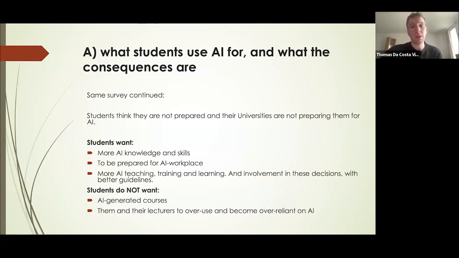They want to be involved in AI teaching, training, and learning. They want to be involved in the design or at least the discussion of AI guidelines at university. They do not want AI-generated courses or AI teachers for the most part. Some do, but most don't. And they do not want themselves and the people that teach them to use AI too much and to become over-reliant on it, because they're really well aware that this is a problem.